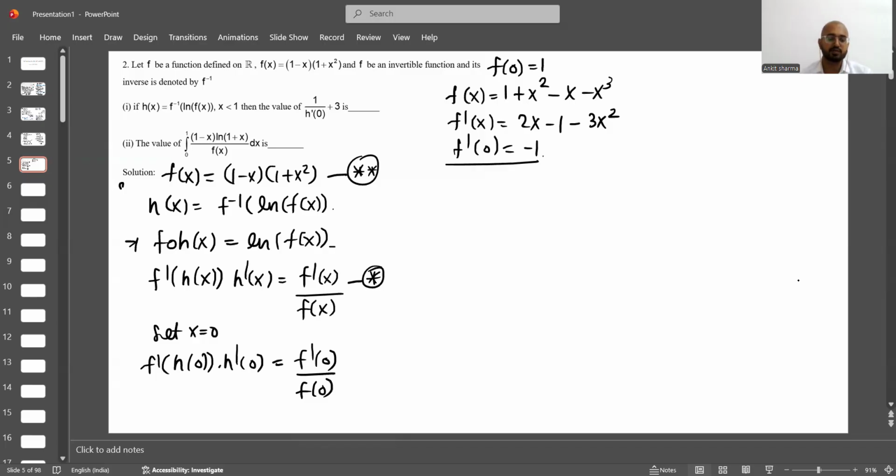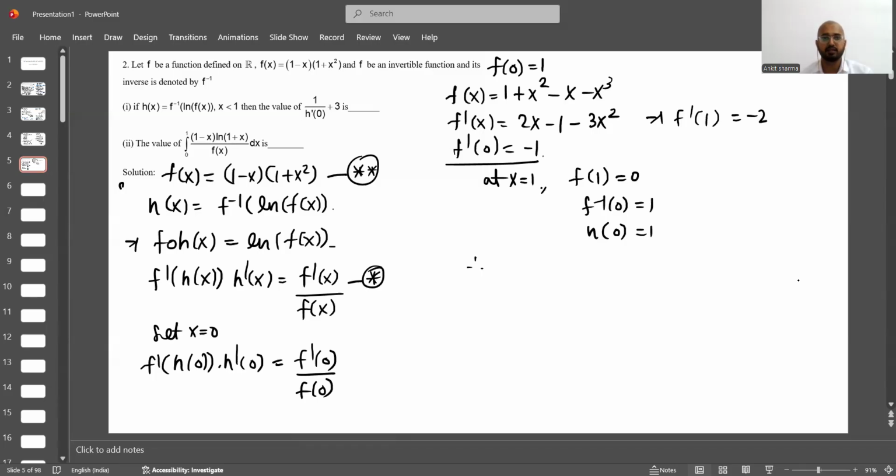We need h of 0. So h of 0 would be simply what? I have to see where this function becomes 0. So of course, at x is equal to 1, f of 1 becomes 0. So if f of 1 is becoming 0 and h is the inverse, so f inverse of 0 will be 1. That means h of 0 is going to be 1. And f dash of 1 is going to be 2 minus 1 is 1 minus 3 is minus 2.